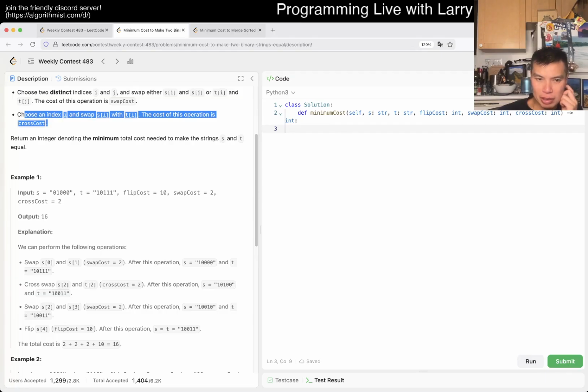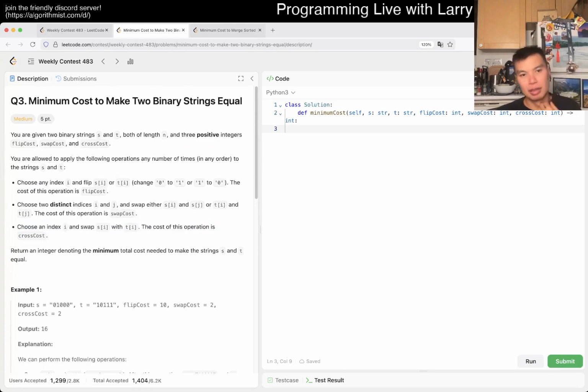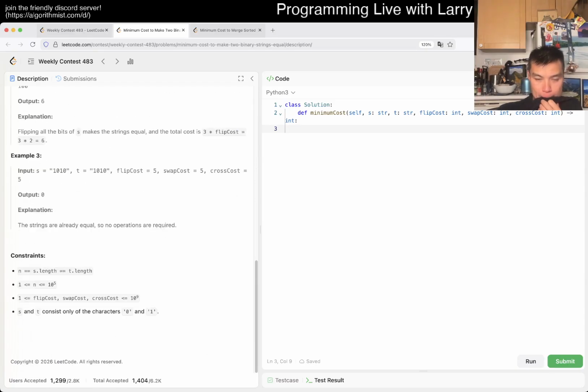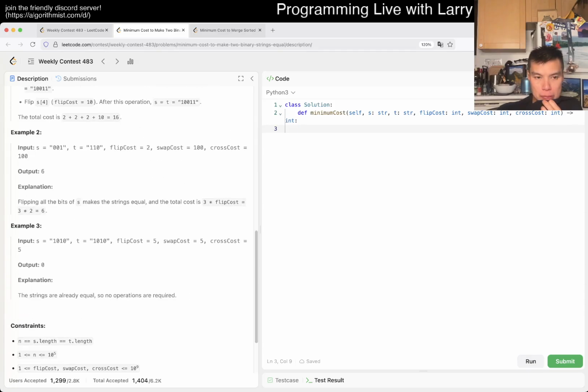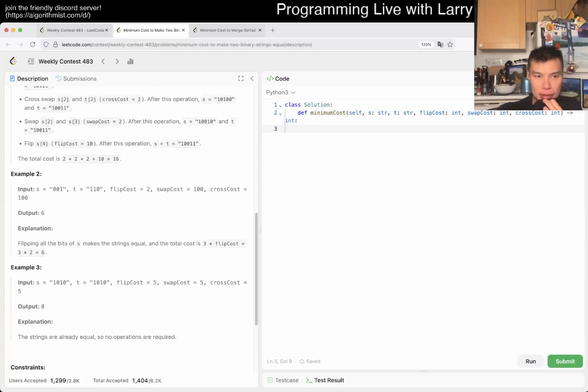I guess you could cross and then swap or something. Is that really the... That just seems complicated. I mean, you can definitely make the cost make sense, I guess. But how do I think about this?